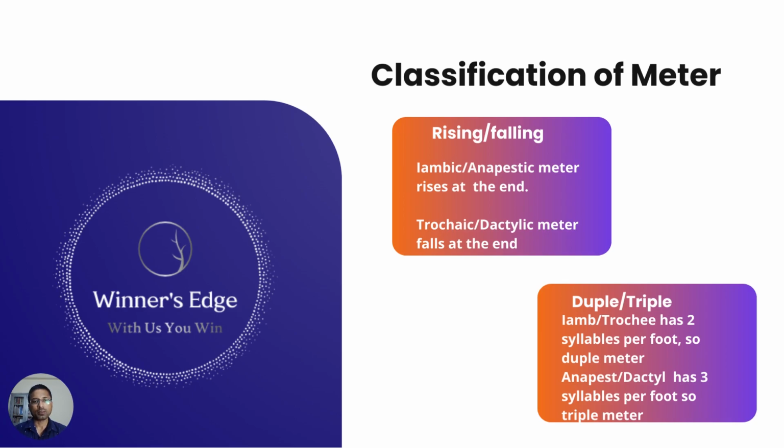Meter is classified on the basis of its being rising or falling, and on the basis of its being duple or triple. So iambic and anapestic meter, they rise at the end. Why? Because there is a stress at the end. And trochaic and dactylic, they fall at the end because an unstressed syllable is at the end. Iambic and trochaic have two syllables per foot, so duple meter. Anapest and dactyl have three syllables per foot, so triple meter.